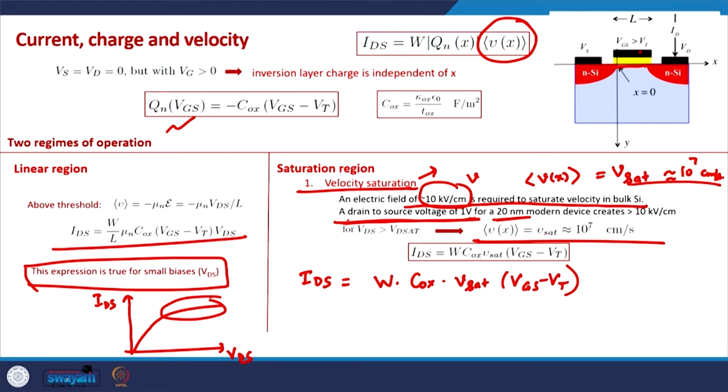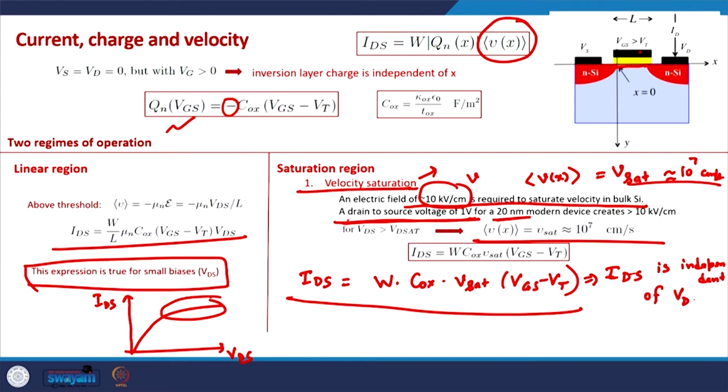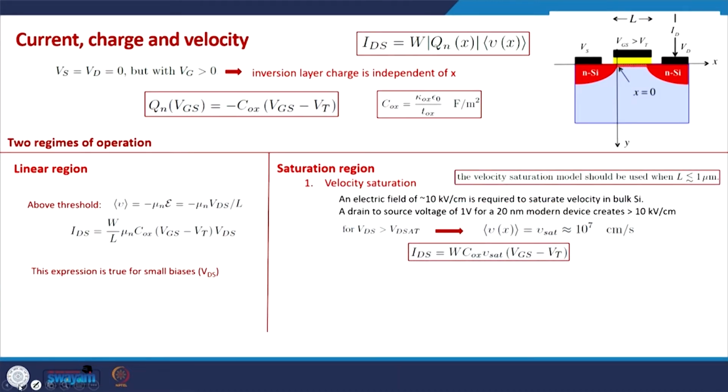Okay. This velocity is generally taken to be negative, because the direction of the current and the direction of electrons are opposite. So, that is why this negative sign goes away. And as you can see, this IDS is independent of VDS. So, that is the case when the saturation is taking place because of the velocity saturation in small channel MOSFETs. Okay. Generally, this velocity saturation model is used when the channel length is smaller than 1 micrometer, because in that case the electric field becomes higher than this value.